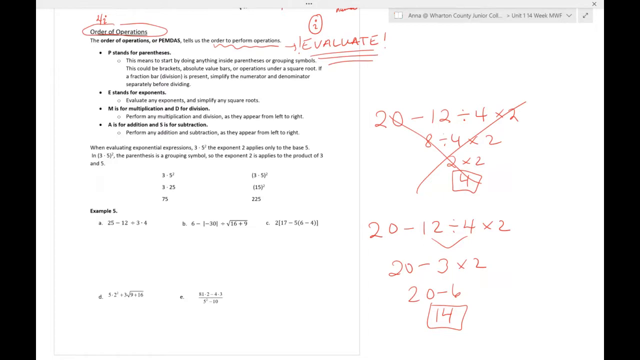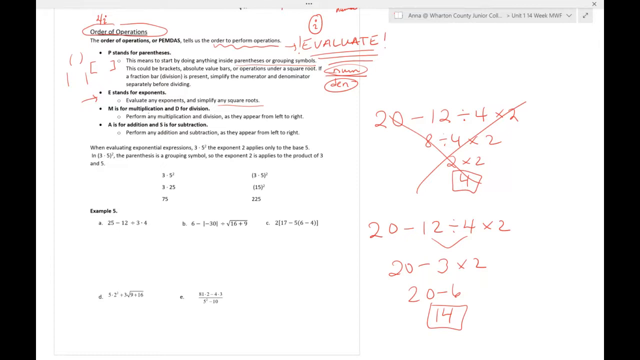Okay? Order of operations, we always start with parentheses. That's anything that's grouped together in any grouping symbol. So that could be parentheses, brackets, or operations inside of absolute value symbols, and it's the numerator. If you have expressions in the numerator and expressions in the denominator, these are grouped together. E stands for exponents, but it also includes any square roots. So exponents and square roots happen at the same time.